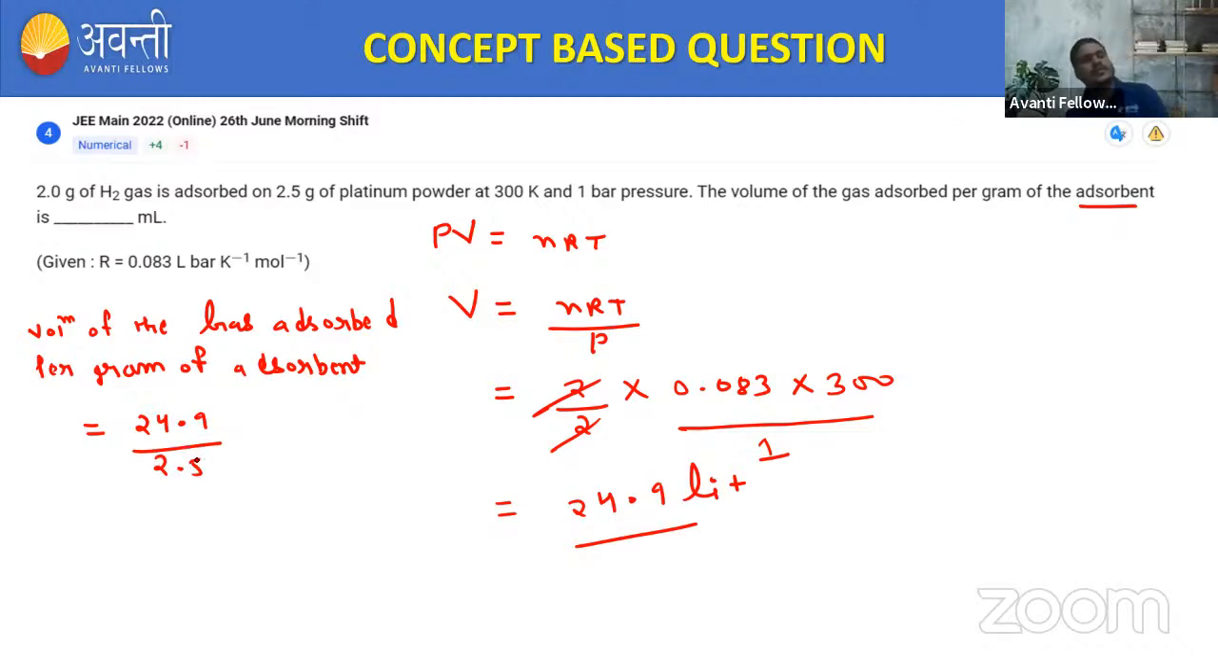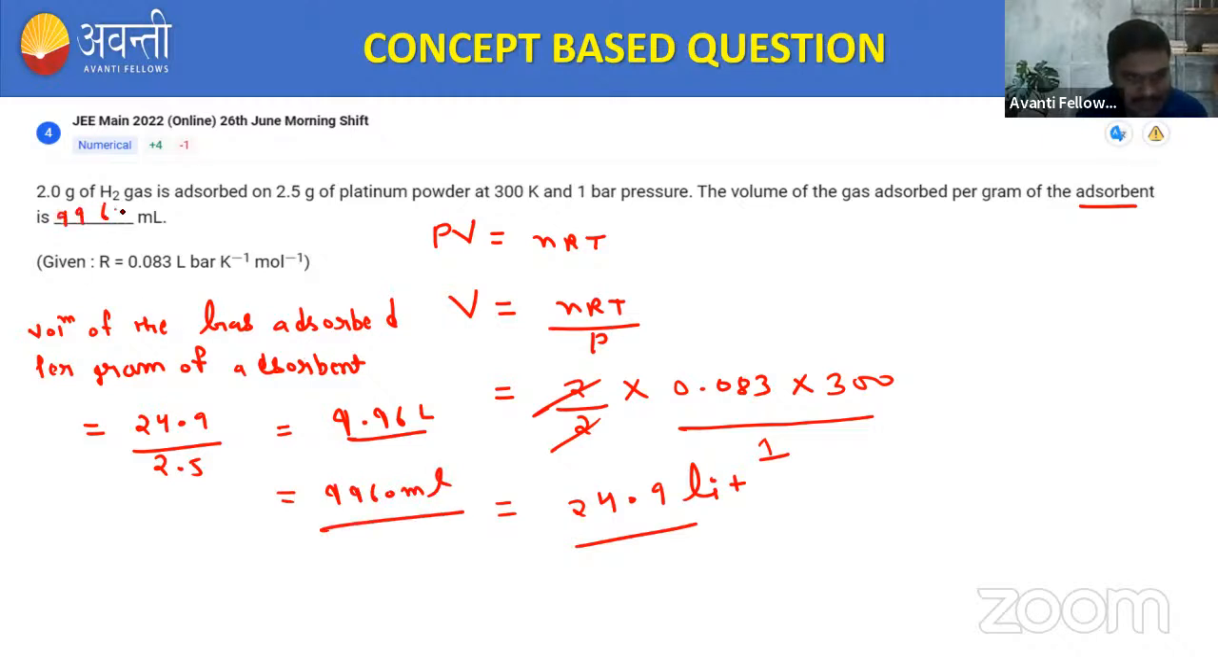Right? Because the 2 gram of hydrogen gas is adsorbed on the 2.5 gram of platinum powder. So the volume of the gas adsorbed per gram of the adsorbent, that is the platinum, that is 2.5, comes out to be 9.96 liter. Or we say it comes out to be 9960 milliliter, because in this question they're asking in milliliter. So the correct value is 9960 milliliter.